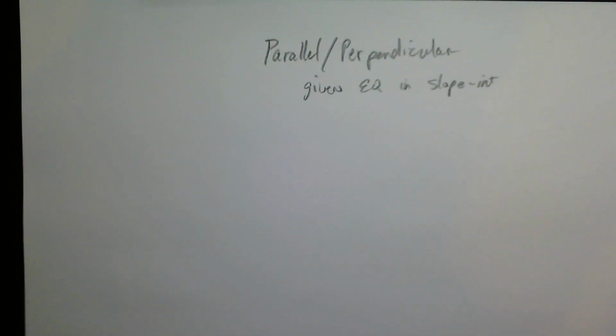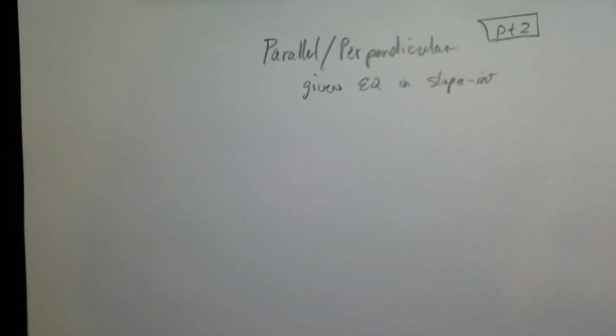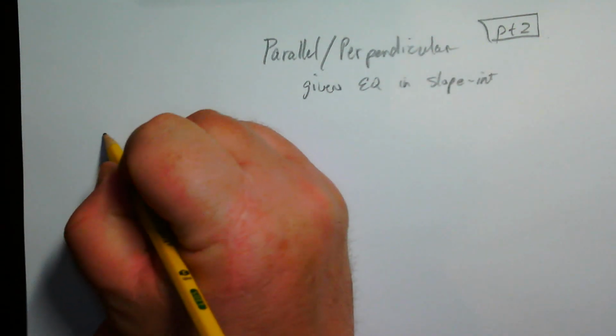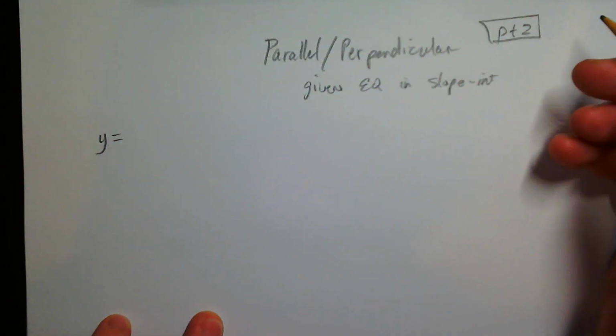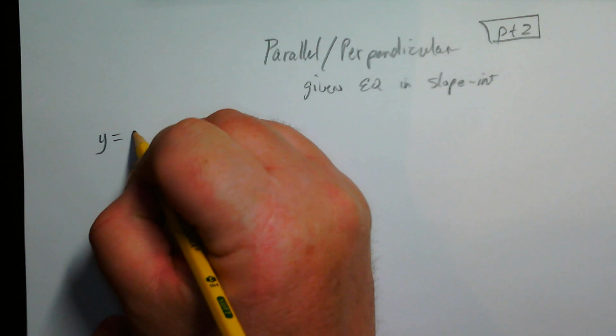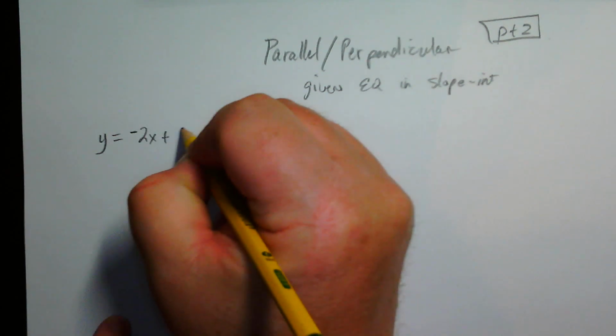Alright, so part 2, crash course in parallel and perpendicular lines. We're going to talk about writing the equation of parallel and perpendicular lines to an equation written in slope-intercept form. Let's do negative 2x plus 5.